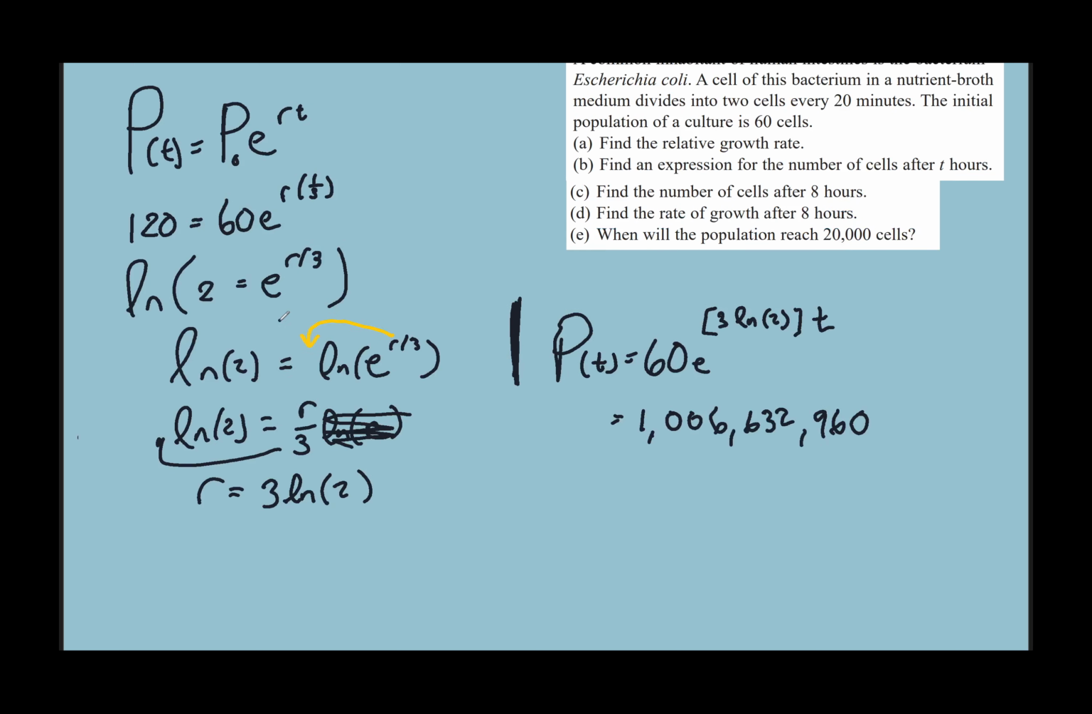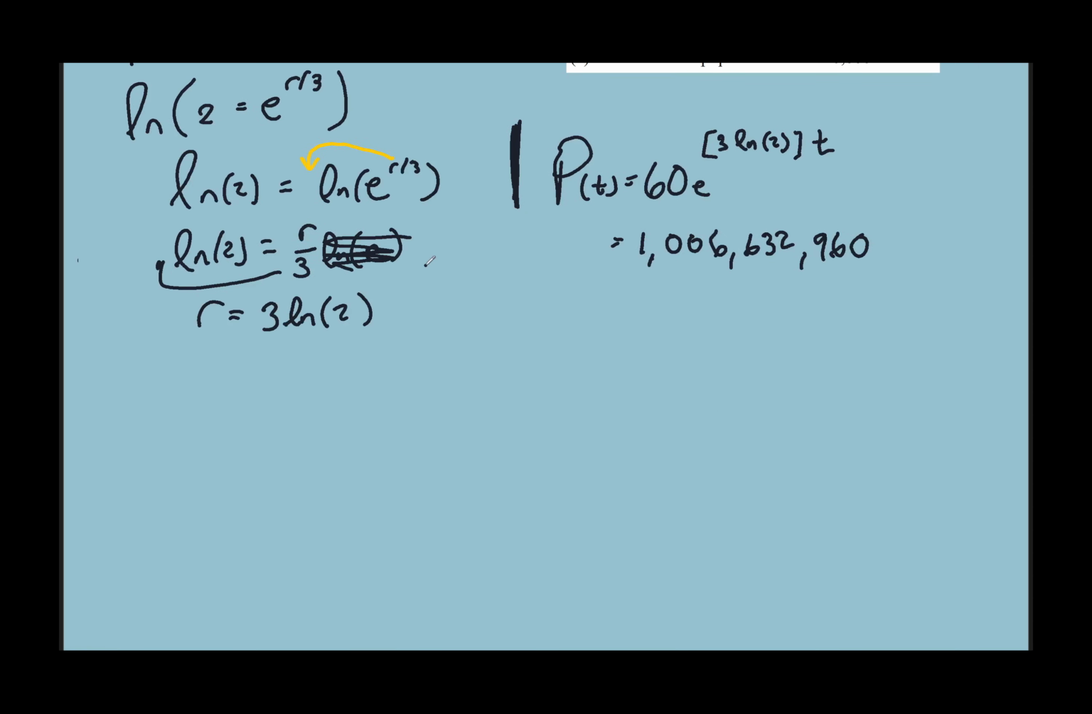Find the rate of growth after 8 hours. Now that is not the same as relative growth rate. They want you to find it at an exact time. Guess how you do that? You're going to take the derivative to find the slope at that exact time. So we'll call it p prime of t equals 60. And then what's the derivative of e to the x? It's e to the x. So we're going to do e to the 3 ln of 2 t, and then times chain rule, which is 3 ln of 2. Okay, there's our chain rule part.